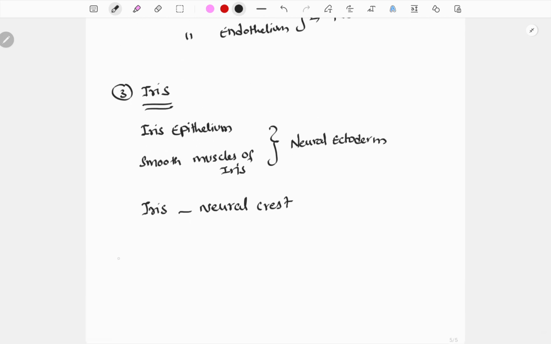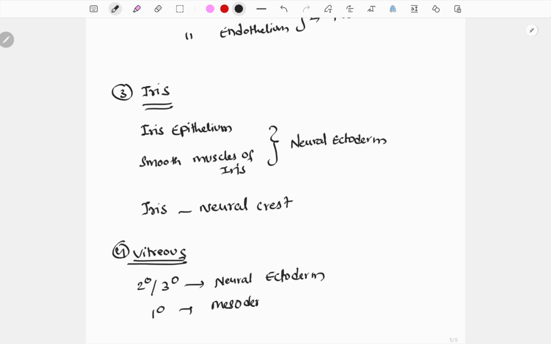Now remember this vitreous. This is the easiest part, and first we learn secondary, tertiary and primary vitreous. Secondary and tertiary are by neural ectoderm, primary by mesoderm, Choroidal PES Vascular, P, primary vitreous.